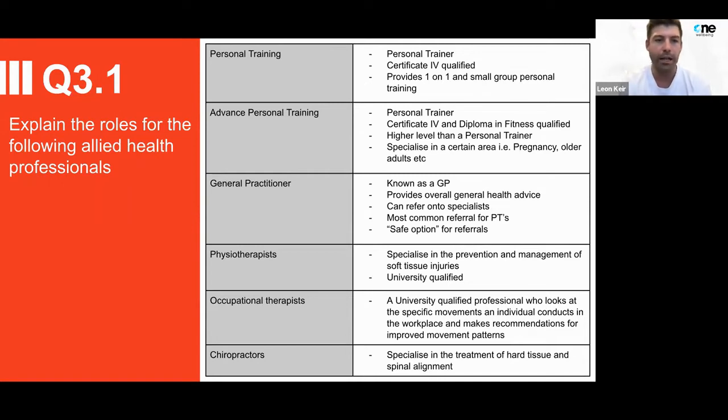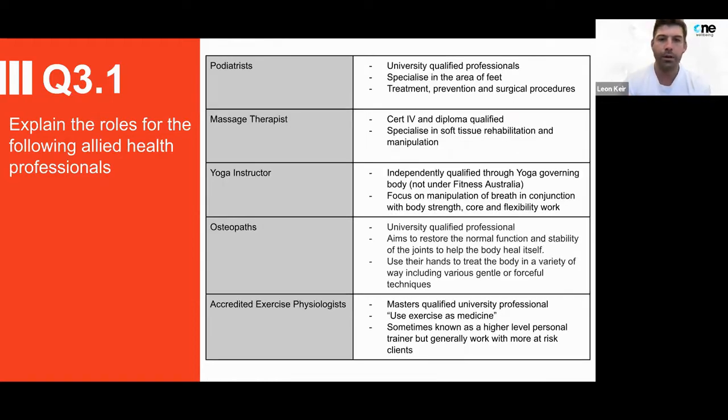It says, explain the role of the following allied health professionals. We've got a personal trainer, an advanced personal trainer, a general practitioner, a physiotherapist, an occupational therapist, and a chiropractor. On the second page, we've got a podiatrist, a massage therapist, a yoga instructor, an osteopath, and an accredited exercise physiologist. We've given you a little bit of information there to go off. You can go back to workshop, I think it's 1E.